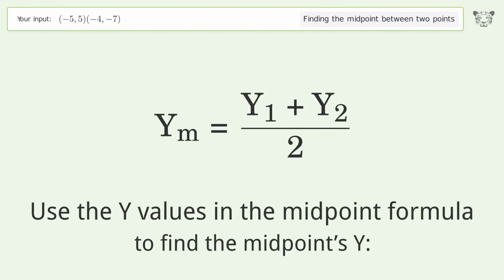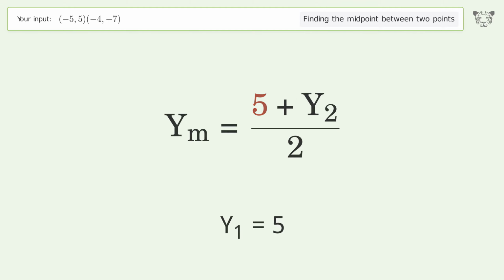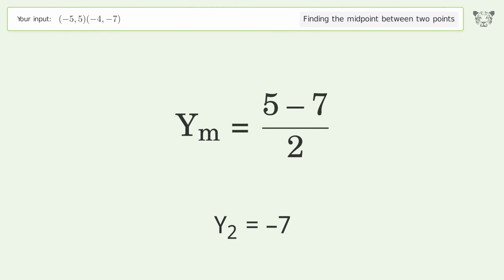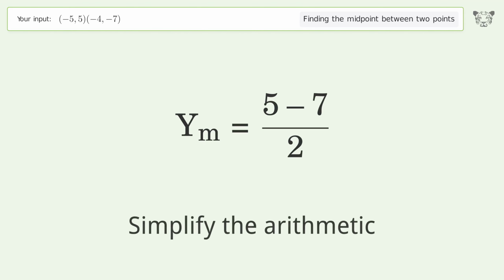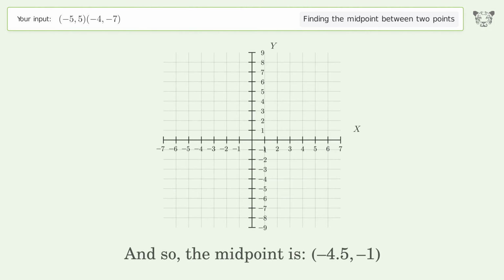Use the y values in the midpoint formula to find the midpoint's y. y1 equals 5. y2 equals -7. Simplify the arithmetic. And so, the midpoint is -4.5, -1.